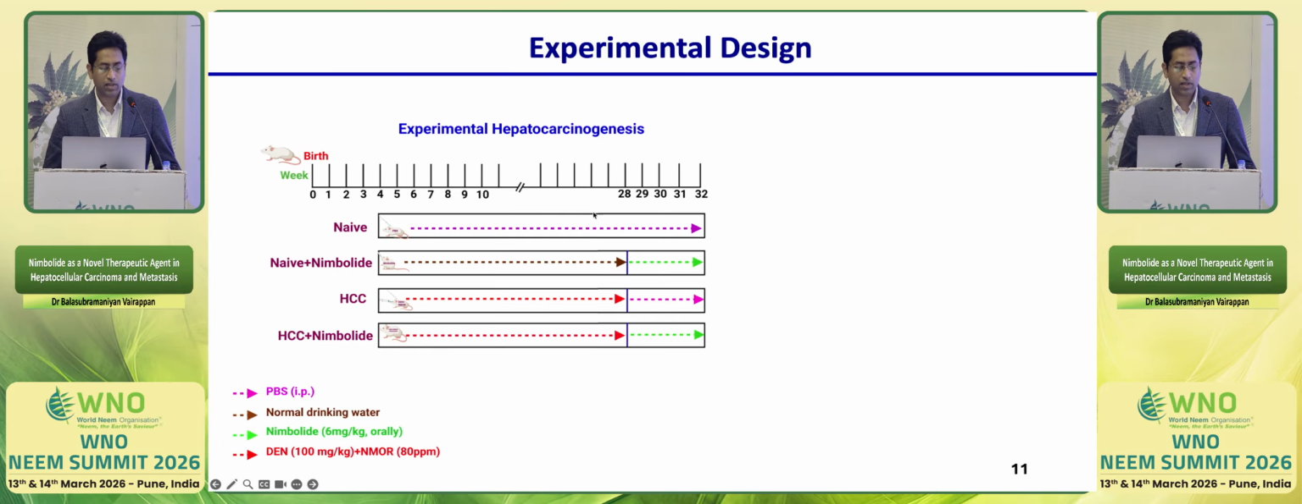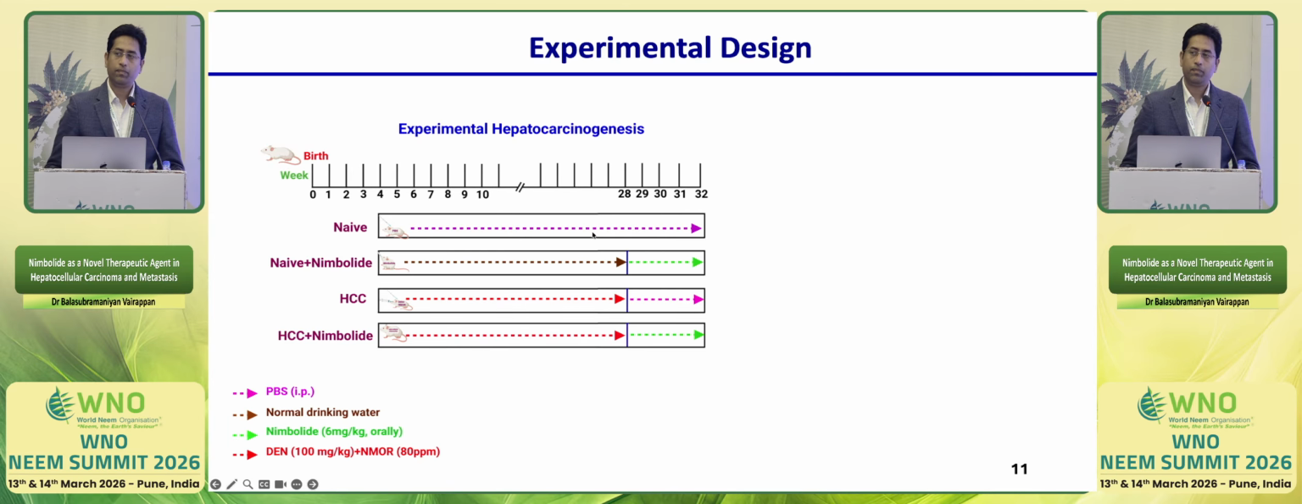Coming to experimental design, we used one-month-old Swiss albino mice, and these mice were injected with 100 milligram per kilogram body weight to induce hepatocellular carcinoma, followed by N-nitrosomorpholine, NMOR, in drinking water to initiate the hepatocellular carcinoma. So the model is about a 28-week model. After 28 weeks, once the tumor development was observed, the mice were randomized into 5 different groups.